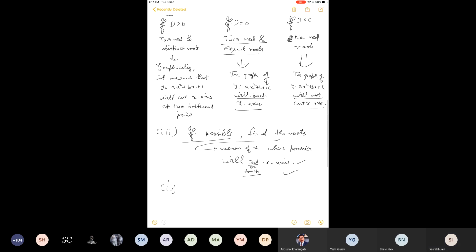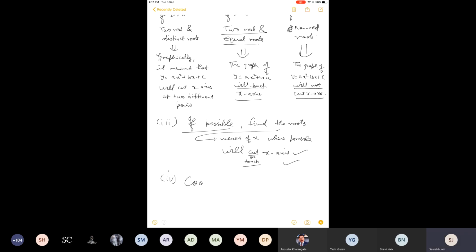Okay, and the coordinates of the vertex are actually fixed. There is a formula. How that formula comes, I won't be able to discuss right now, because that will be beyond your understanding. But the formula you can easily understand. Remember the formula for now, that will be sufficient for you. Coordinates of the vertex or turning point are minus b by 2a comma minus D by 4a. These are the coordinates of the turning point or the vertex.